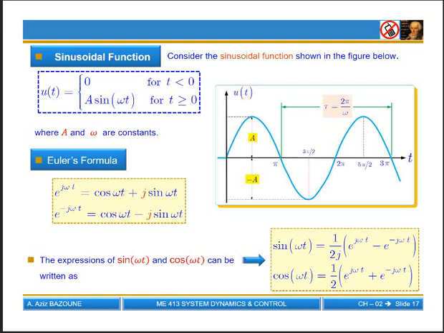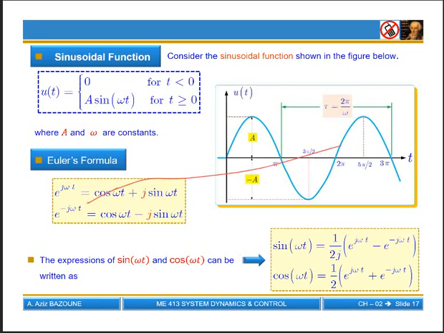It means there is an Euler formula. It's called Euler formula. And we can write the sine and cosine in terms of e to the power j omega t, which is equal to cosine omega t plus j sine omega t. Maybe you saw it in your course Math 202 also.